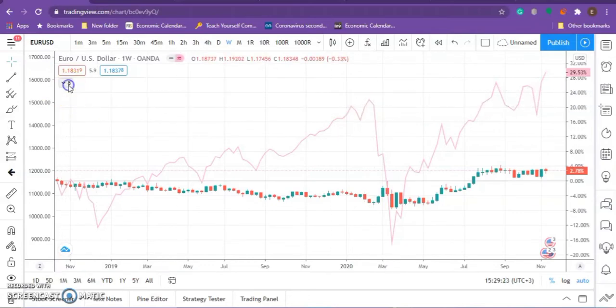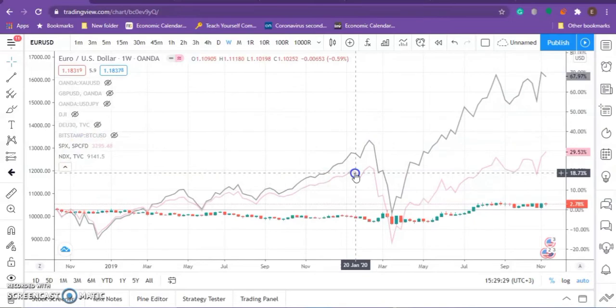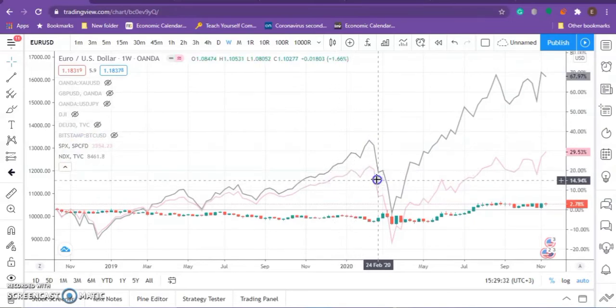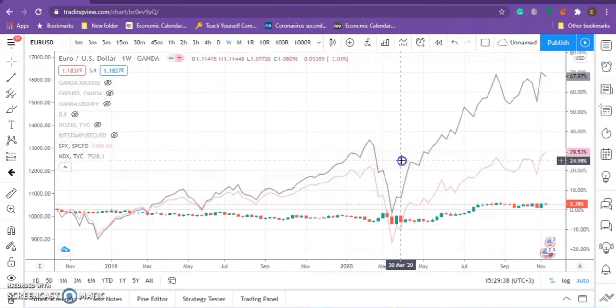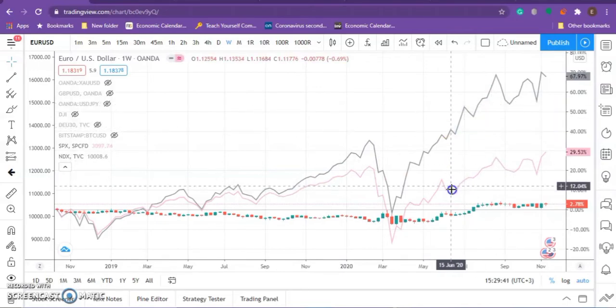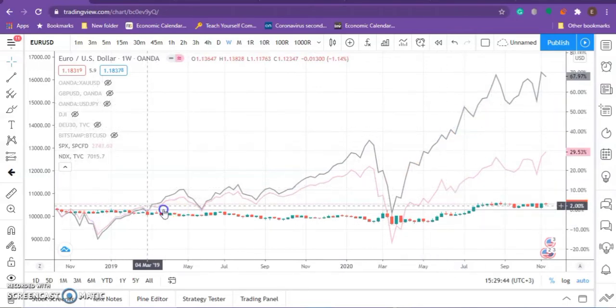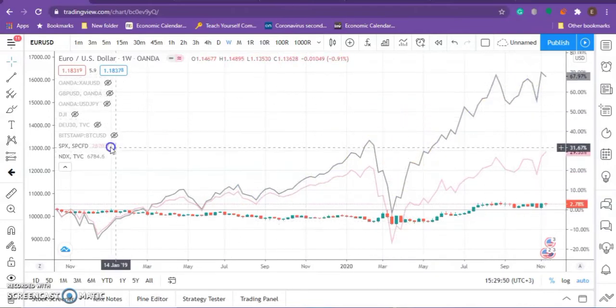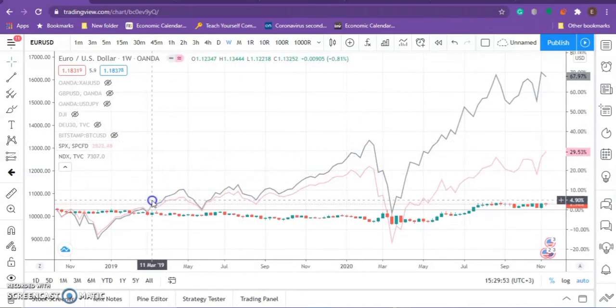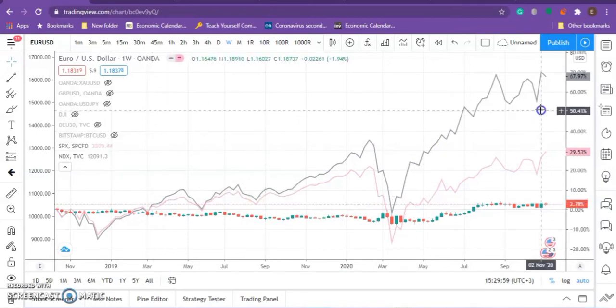So let's look also at Nasdaq. I'm not removing the S&P 500, which is in this light pink, and this gray one is actually the Nasdaq. So the Nasdaq and the S&P 500 actually also behave the same. You can see here they're actually on almost the same point. And remember that we cannot say it's 100% accurate, but it's in between 60 to 70% accurate. So we can see the Nasdaq is falling as the Euro USD is going up.